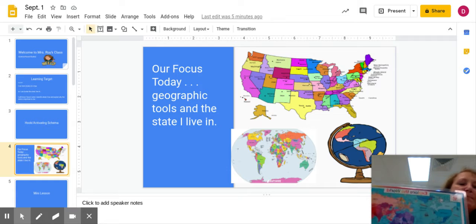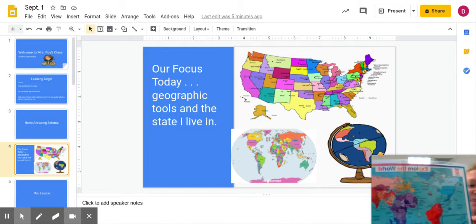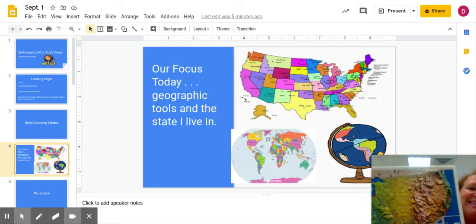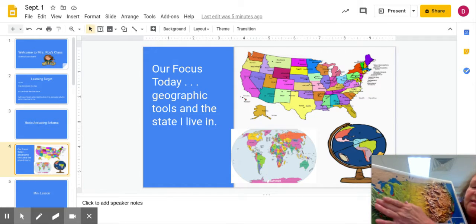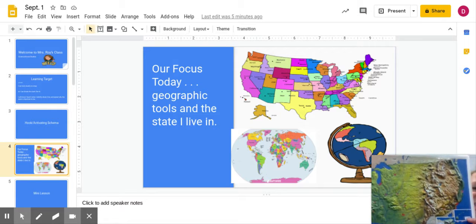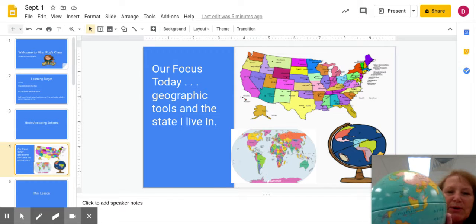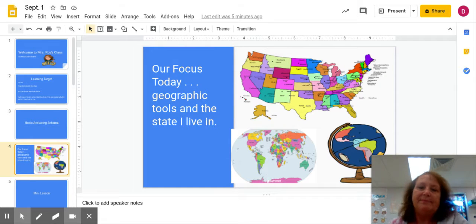This is a world map. So all the places in the world are on this map. This is an awesome map. It even has raised places for mountains and valleys and canyons. And this is a globe. It's a model of the earth, and we will look at that.